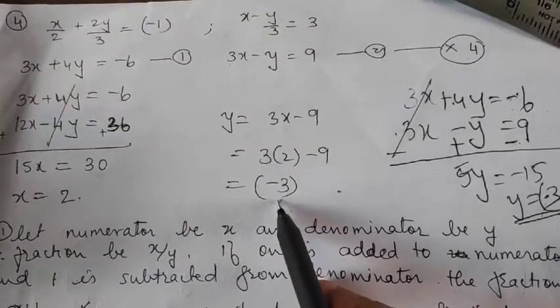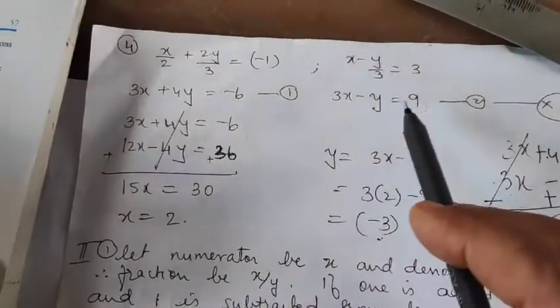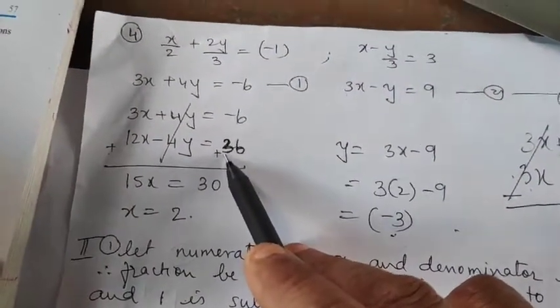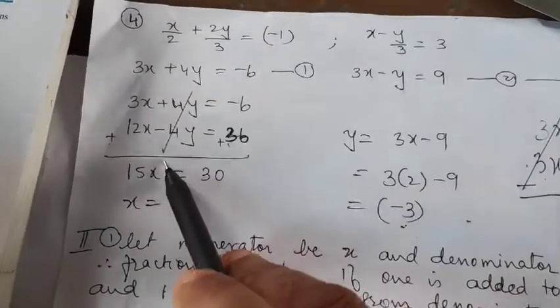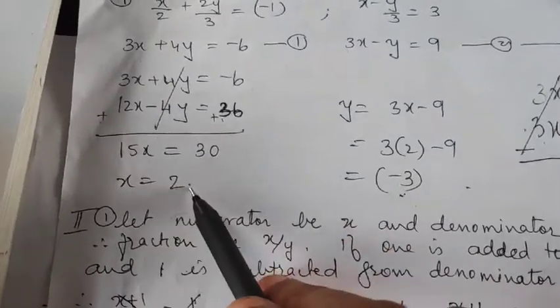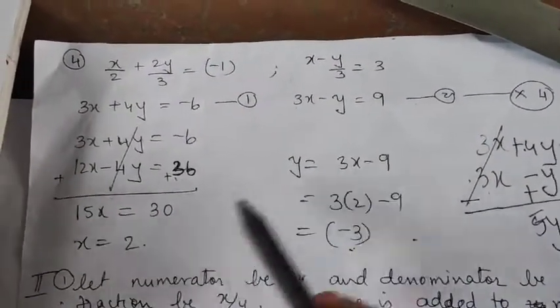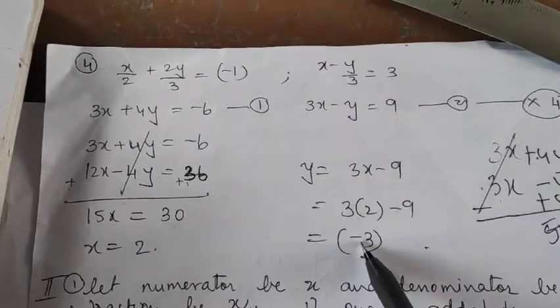Here also you get the same answer. So here without any multiplication you can solve. Here I have shown it by multiplication. Both are correct methods. So here this 4y cancels out. 3 plus 12 is 15. 30. x is equal to 2. Substituting this x value over here, you will get y is equal to minus 3.